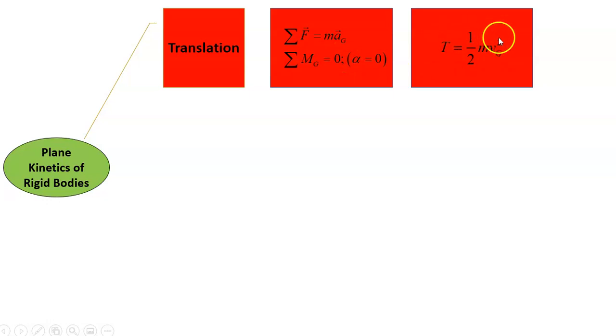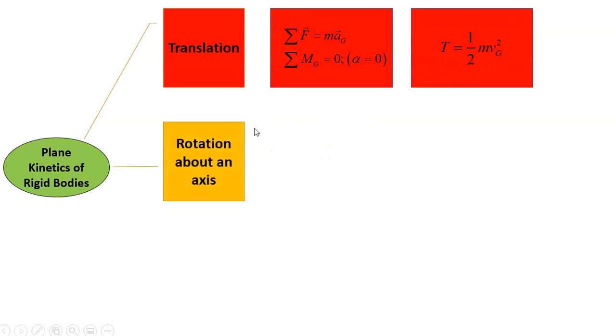To find the kinetic energy, it's equal to half m vg squared, because there is no angular velocity, so we just have the translational part in the kinetic energy, and vg is the velocity of the mass center.